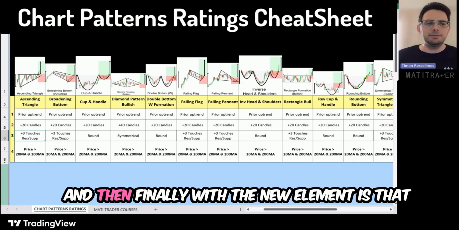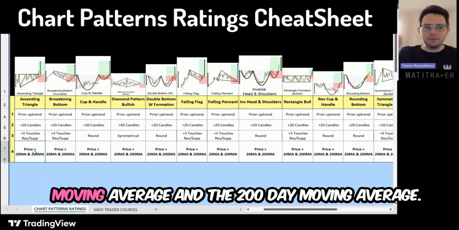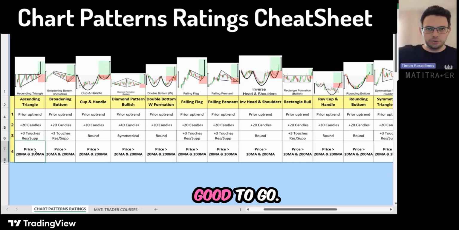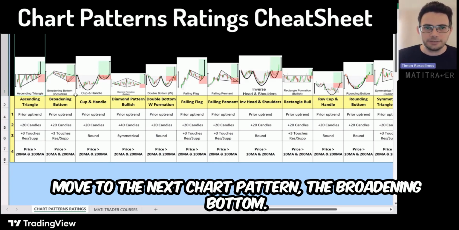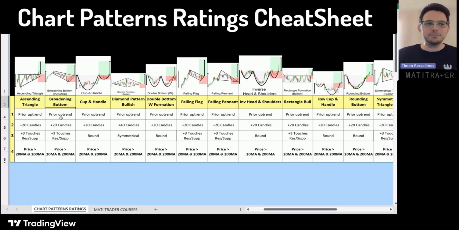Perfect. And then finally, with the new element, price has to be above both the 20-day moving average and the 200-day moving average. That makes it a 4 out of 4 ascending triangle, good to go. Okay? So now that you understand the criteria, we can move to the next chart pattern. The broadening bottom, or what I call the vuvuzela formation.